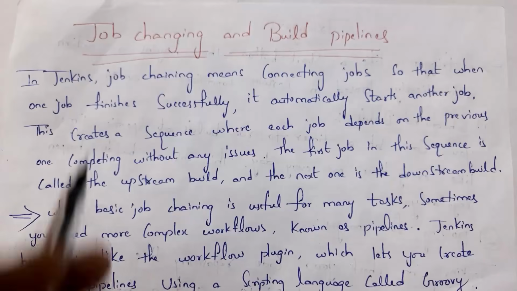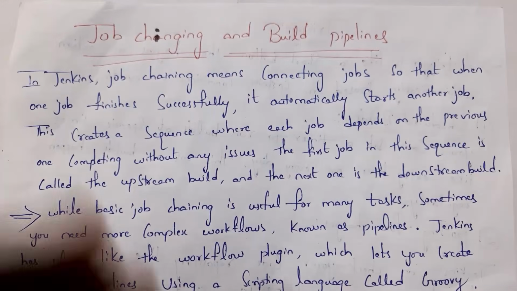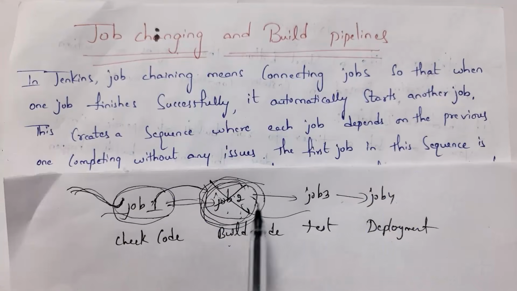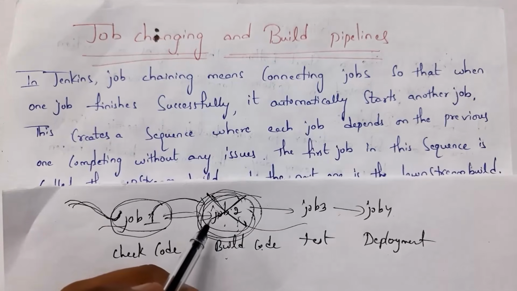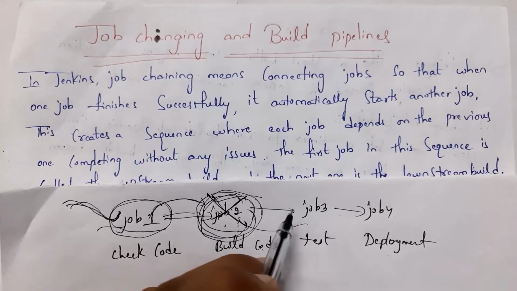Next topic is job chaining and build pipelines. Guys, in Jenkins, job chaining is nothing but connecting jobs, so that whenever one job finishes successfully, then automatically it will start the next job. So one job depends on another job, like job 2 depends on job 1, job 3 depends on job 2. Similarly, job 4 depends on job 3. For example, I am unable to complete job 2. So if job 2 is unsuccessful, then it will not go to job 3.